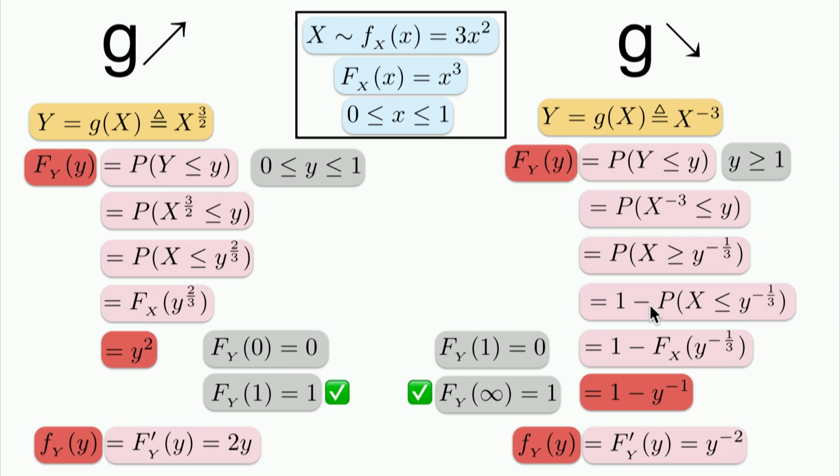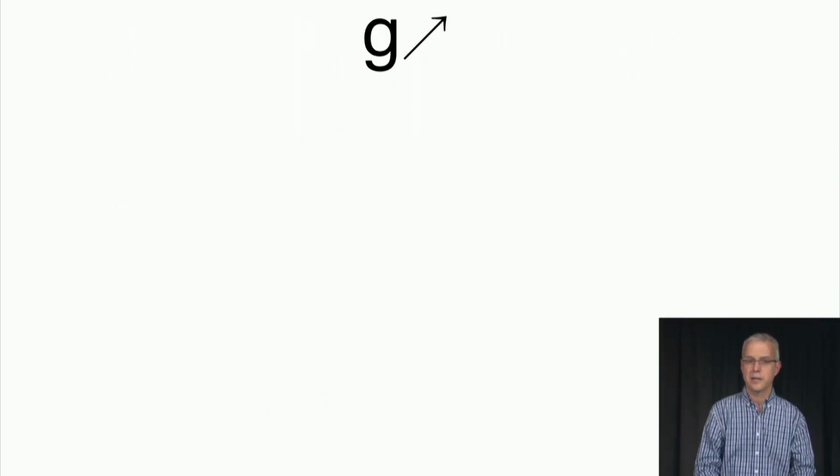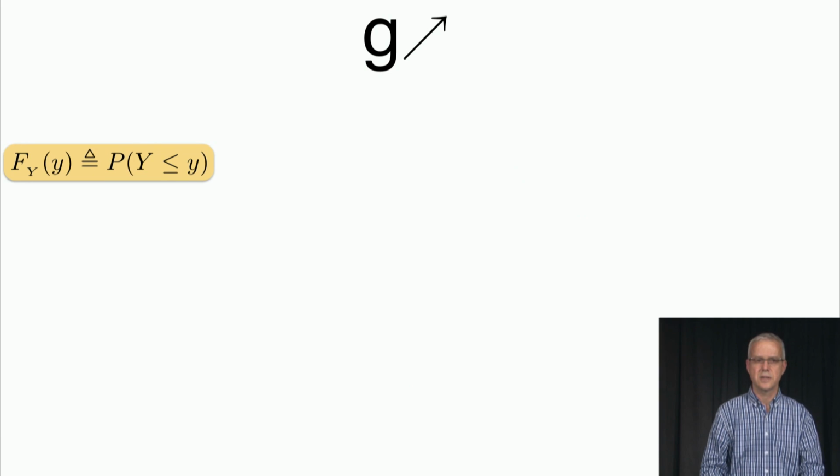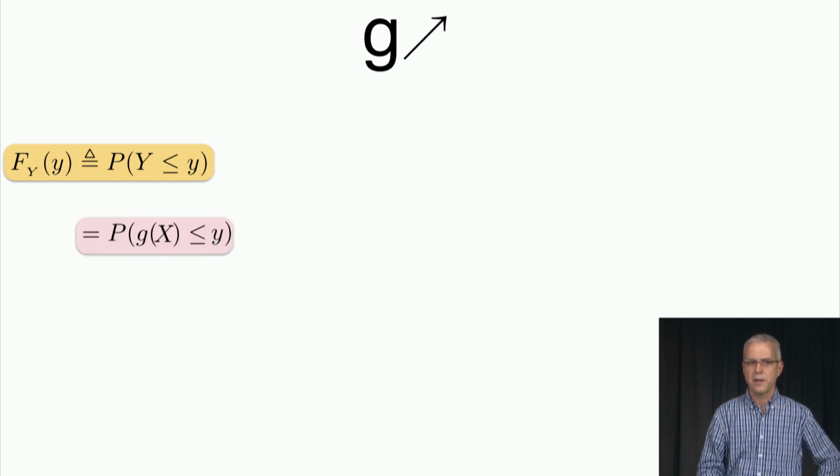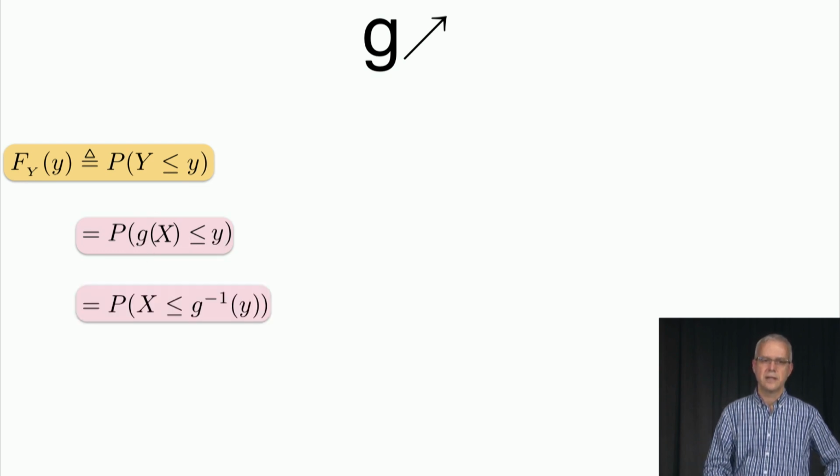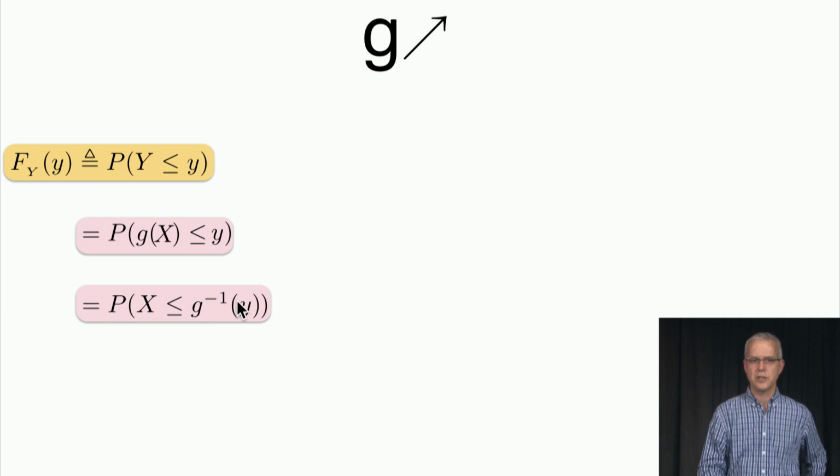Okay? And what we want to do next is not look at a specific function like X to the 3 over 2 or X to the minus 3, but look at a general function, and we'll first look at an increasing function. We follow exactly the same steps. So F_Y of y is the probability that Y is less than or equal to y. And Y is some g of X, so it's the probability that g of X is less than or equal to y. And that's the probability that X is less than or equal to g inverse of y.